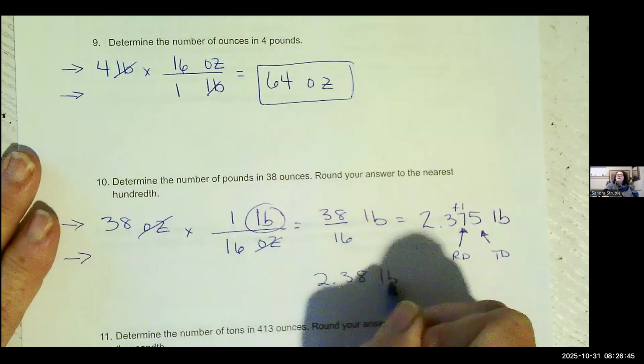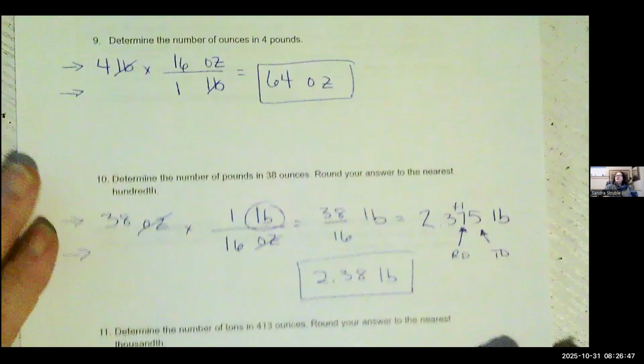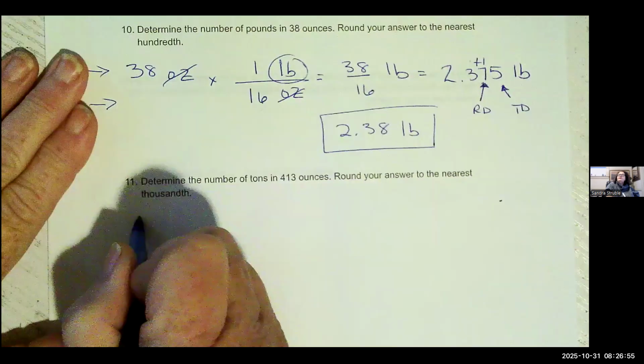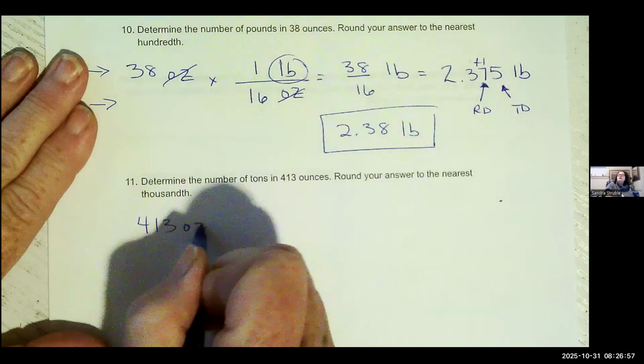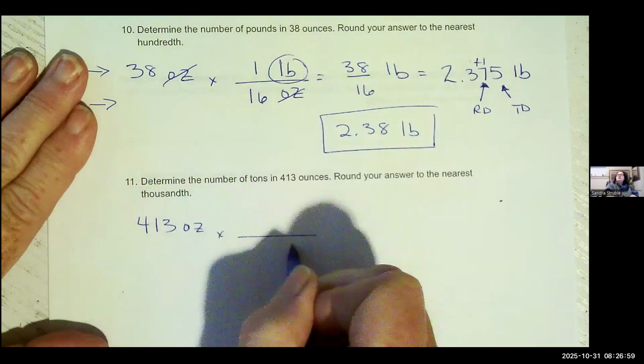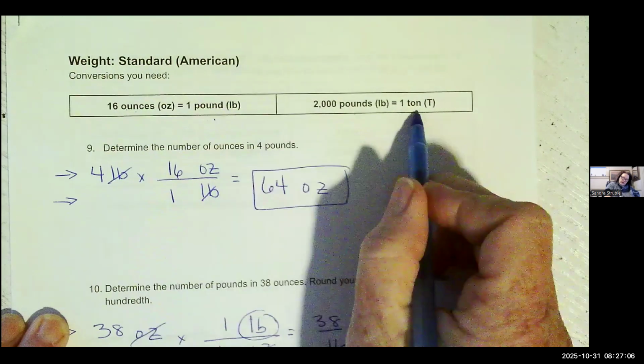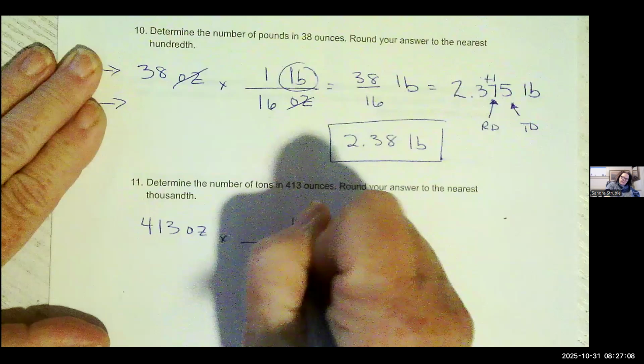All right. Determine the number of tons in 413 ounces. All right, so we're starting with what we're given, 413 ounces. And let's see what we're going to do for this. I want to get rid of my ounces. Can I go to tons? No, I can only go to pounds, but then I can go from pounds to tons. Ounces to pounds, and then pounds to tons.